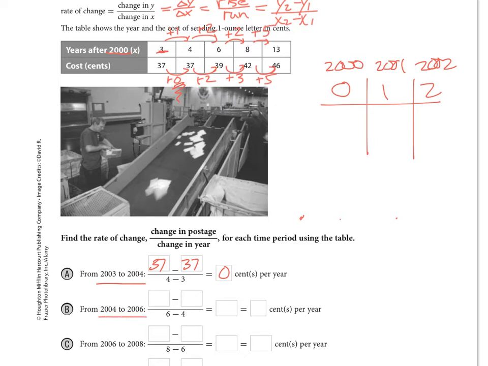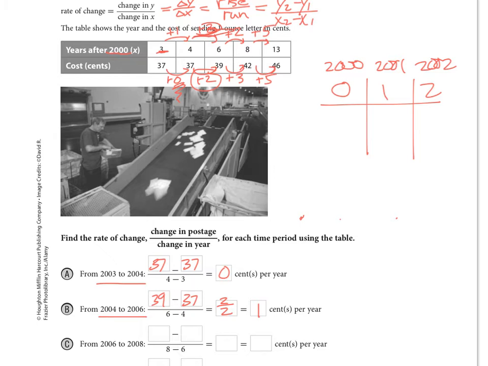What about from 2004 to 2006? In 2006 it was 39. In 2004, it was 37. So what do we get? We get 2 over 2, which is 1. So you got to be careful. It changed 2 cents, but it was over a 2-year period here.